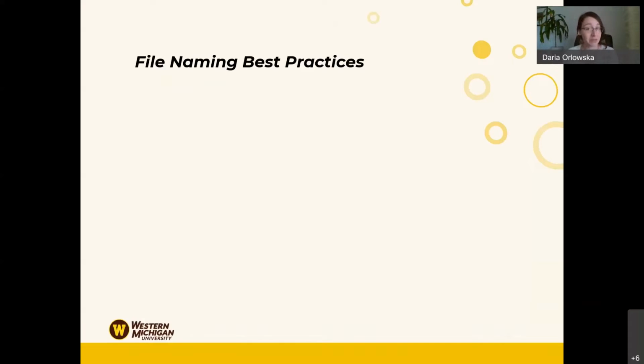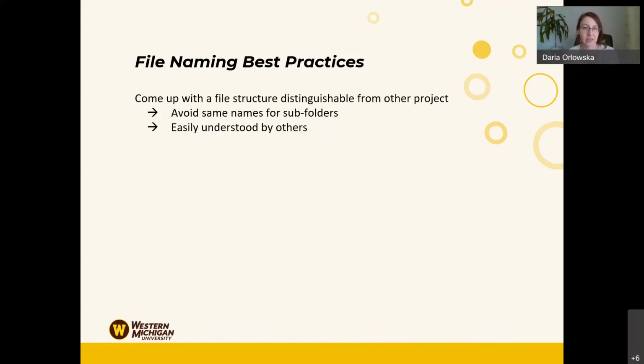Okay, so we talked about a few things today in terms of file naming. So I wanted to summarize what are some best practices. I think coming up with a file structure distinguishable from other projects is a good strategy. So if you accidentally move a file out of one folder, but everything had already been named data and a date, that might make it difficult if you have several projects to find out what that belongs to. So avoiding same names for subfolders across different projects is a good strategy.